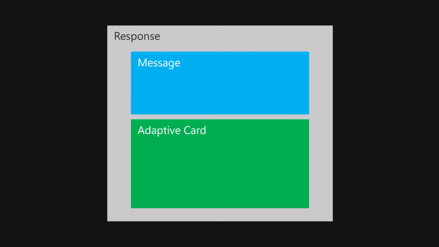Another way to do this is to actually tell it, give me a response in a structured way. So give me a JSON object that includes the message and the adaptive card as two very distinct components. That way, I don't have to parse plain text. I can just parse JSON, and I'm really good at parsing JSON.